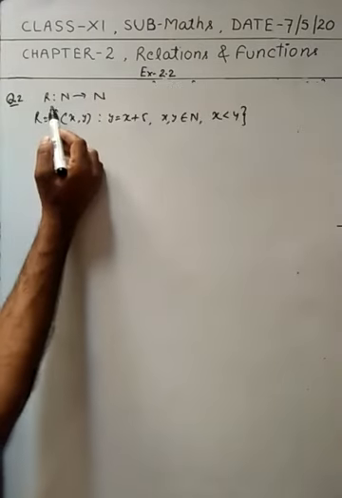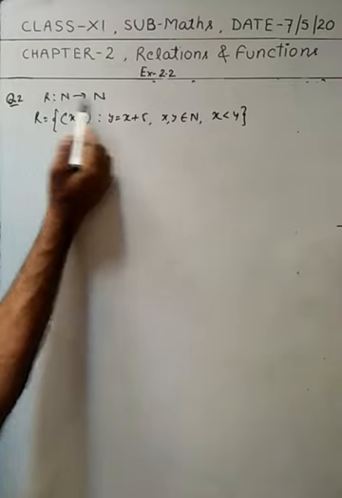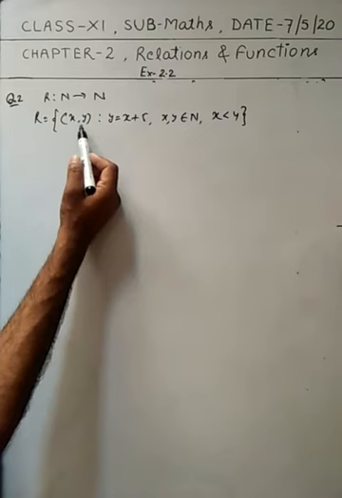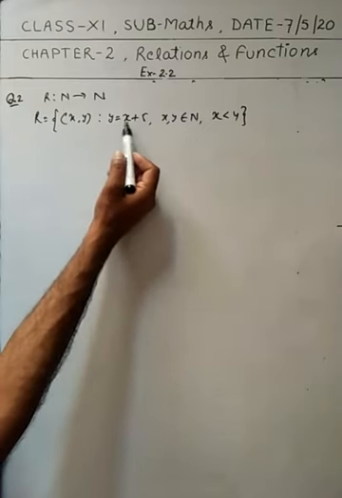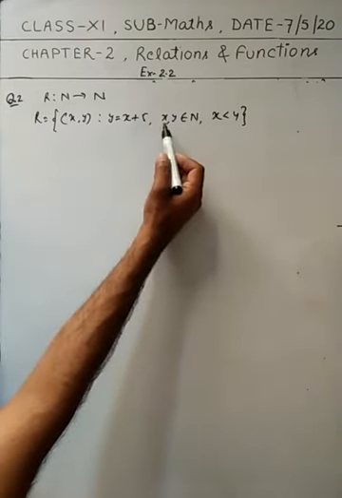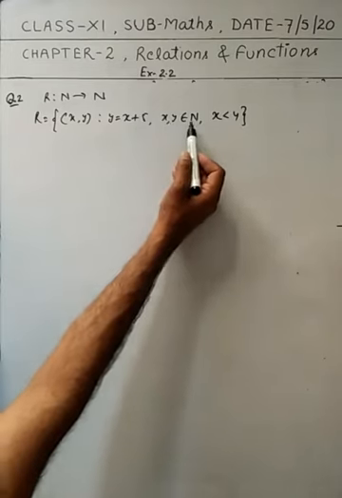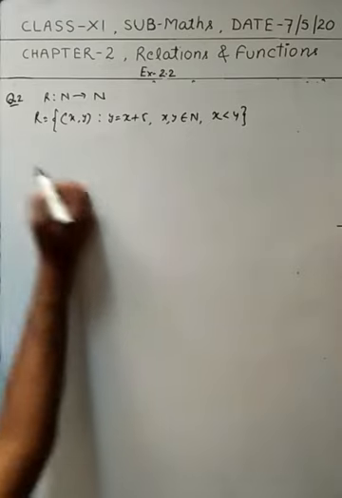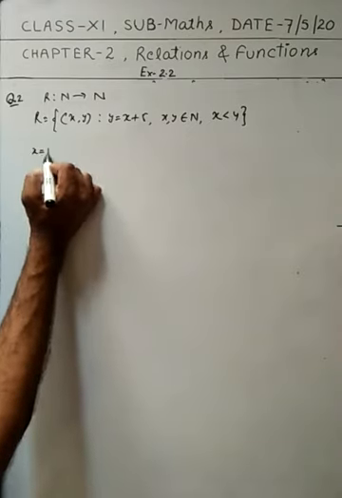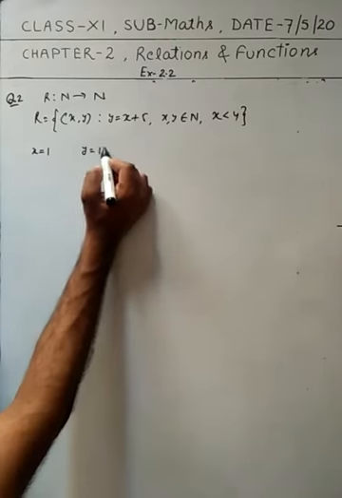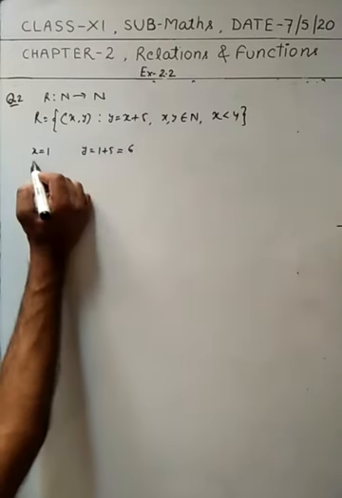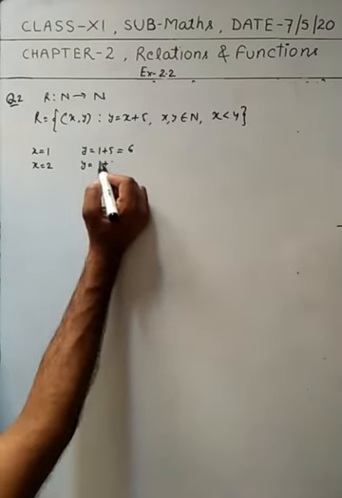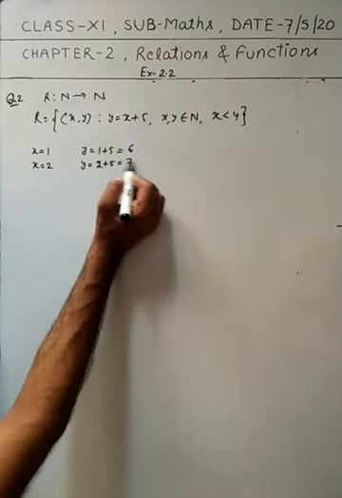Now in question number 2, the relation is defined from natural number to natural number, and this relation is given by two elements x and y such that y must be equal to x plus 5. The values of x and y both belong to natural numbers, and the value of x can be taken less than 4. Means if I take x equal to 1, then y equals 1 plus 5, that is 6. When x value is 2, y equals 2 plus 5, that is 7.